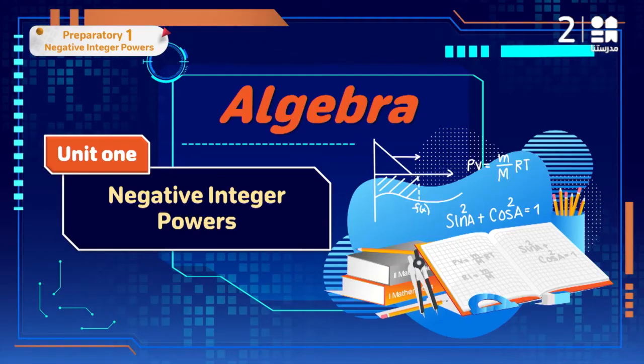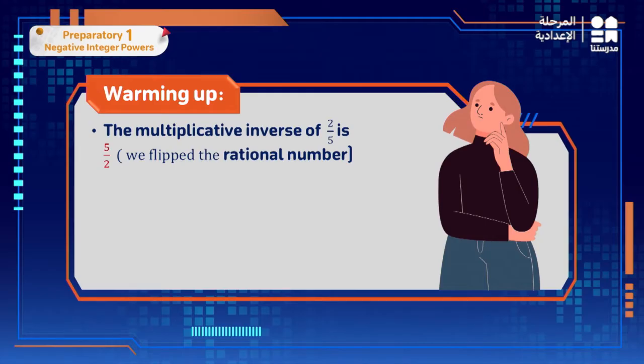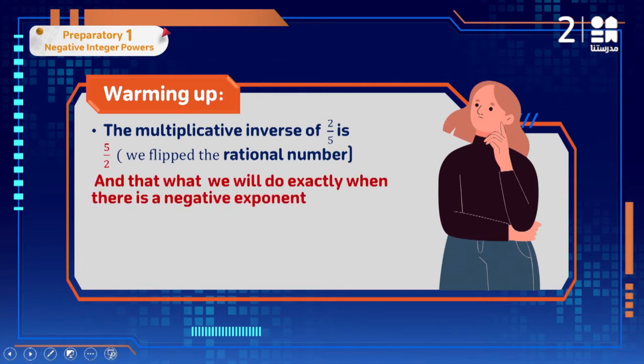Negative integer powers. Let's see our warming up for today's lesson. It is about the multiplicative inverse and what is the relationship between the negative power and the multiplicative inverse. What is the multiplicative inverse of 2 over 5? As we know, we are going to flip the rational number. It is 5 over 2. And that's what we will do exactly to find the negative exponent.